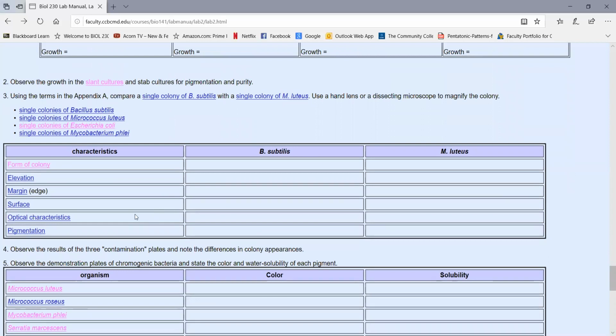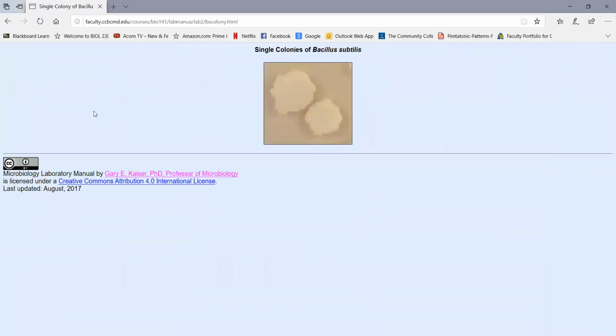But what I do want you to do, and we'll be doing this in class, is to look at each of the 4 organisms so you see that the colonies do look different. We're not going to use the official terms, but we want to see they look different. For example, here's a single colony of Bacillus subtilis on an agar plate.